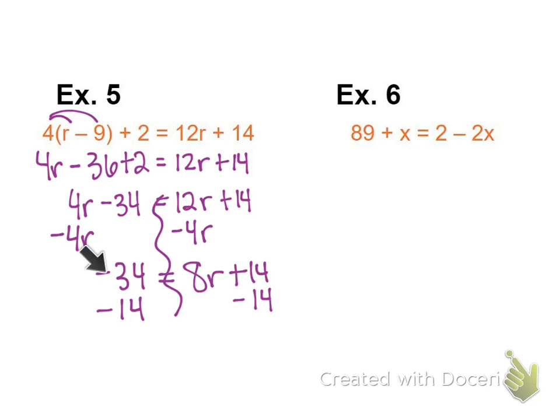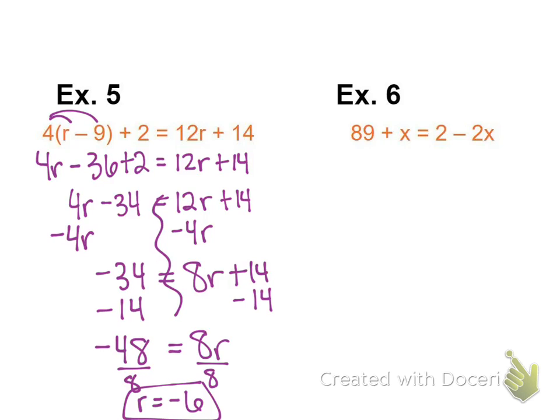We saw problems that looked like this stage last week. When we subtract 14 from both sides, what do we get on the left? Negative 48. Good. Be careful with your operations with integers. On the right side, we still have that 8r. Last step is to divide by 8. And that gives me r equals negative 6. Watch your signs.